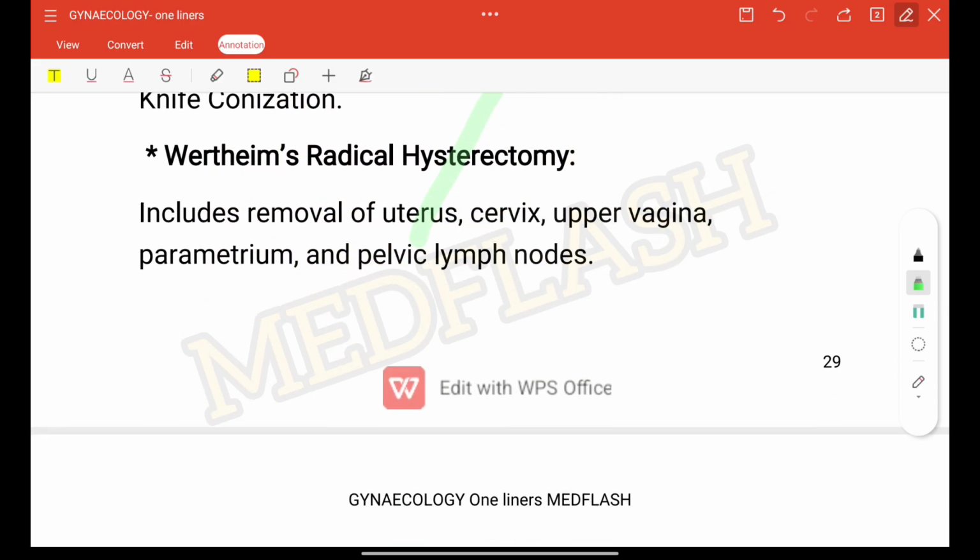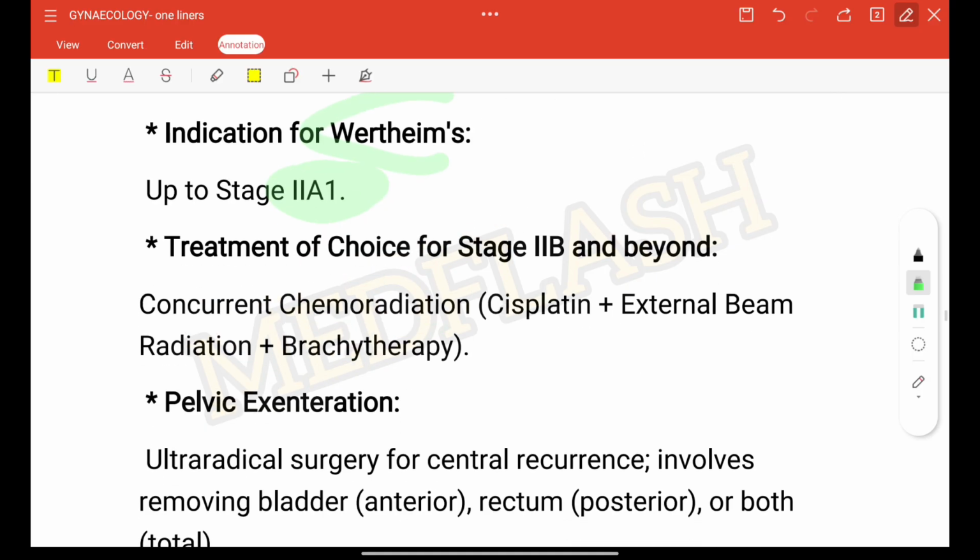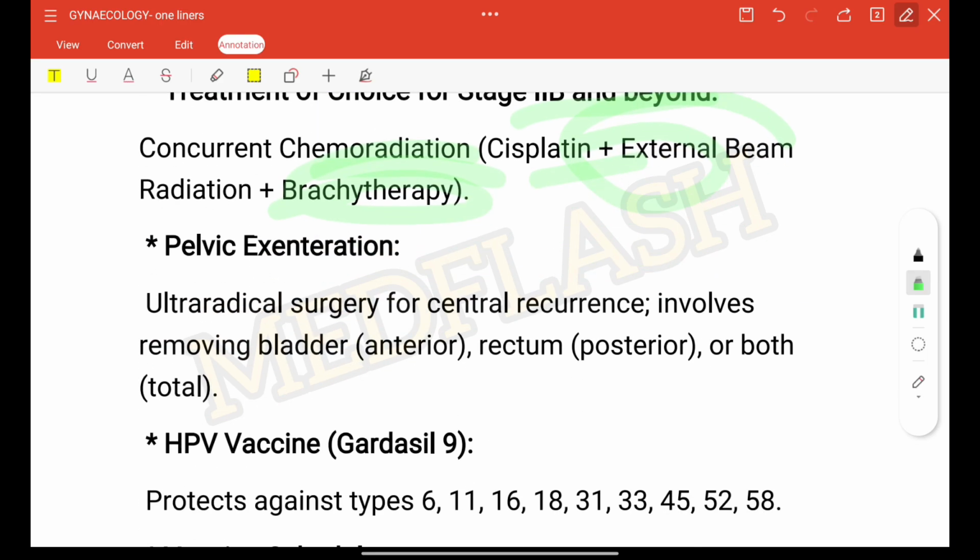Wertheim's radical hysterectomy includes removal of uterus, cervix, upper vagina, parametrium and pelvic lymph nodes. Indication for Wertheim's is up to stage 2A1. Treatment of choice for stage 2B and beyond is concurrent chemoradiation with cisplatin plus external beam radiation plus brachytherapy. Pelvic exenteration is ultra-radical surgery for central recurrence, involves removal of bladder, rectum or both.